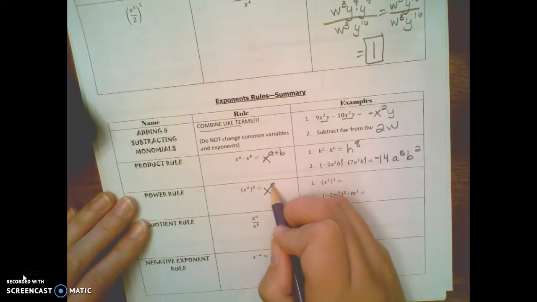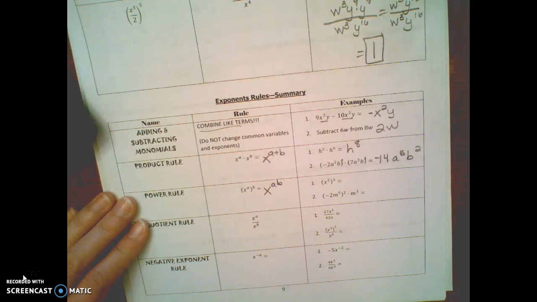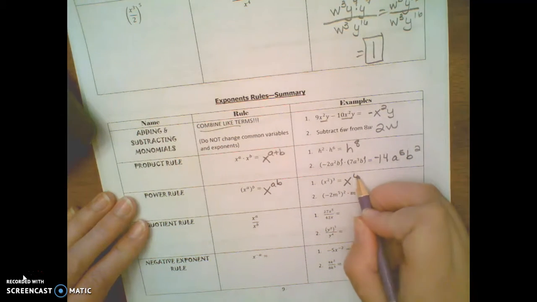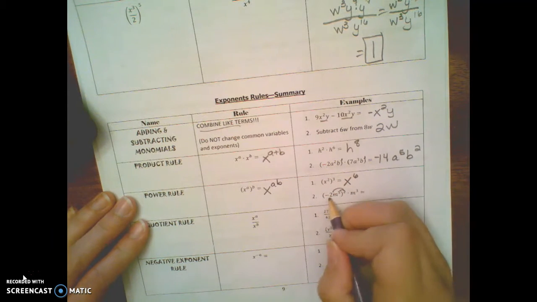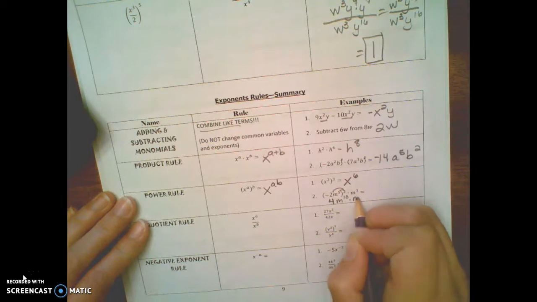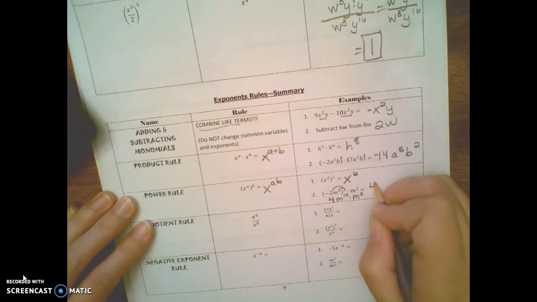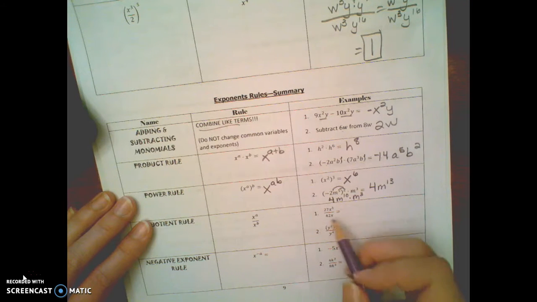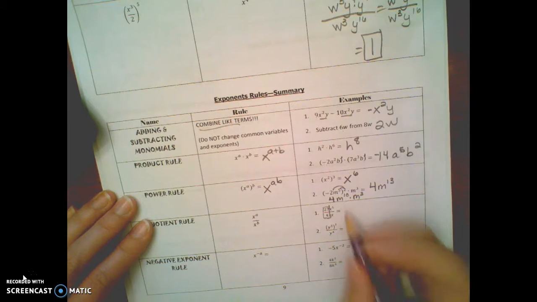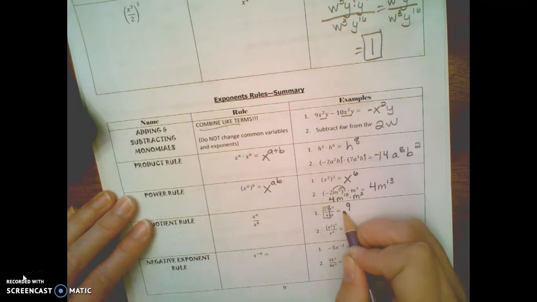This one, I am multiplying my exponents. So this is going to be x to the 6th. Here I'm going to apply that squared to everything in there. So negative 2 squared is 4, m to the 10th times m to the 3rd. So that's going to be 4 m to the 13th. Okay, if I have a fraction like this, I'm going to simplify that. Both of those can be divided by 3. So I'm going to get 9 over 14.